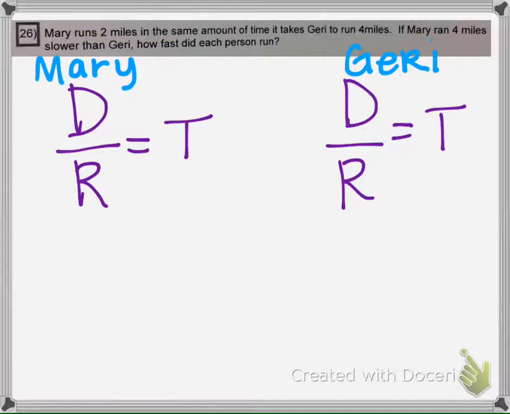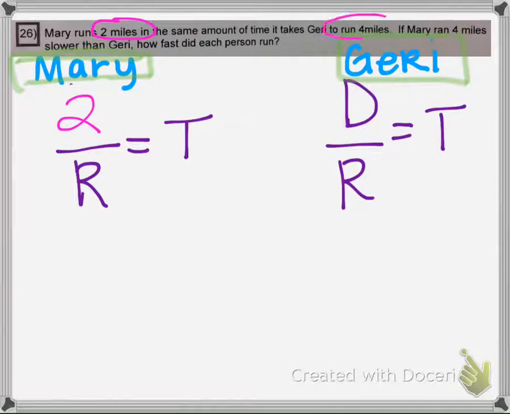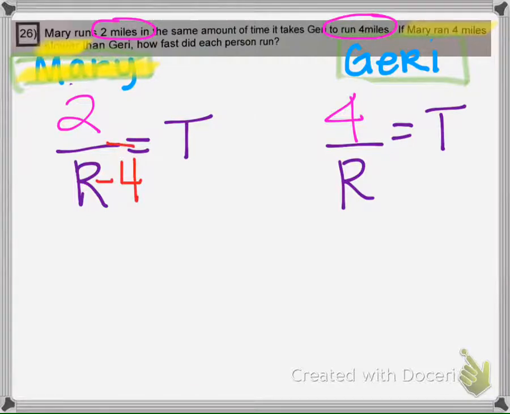Okay, so we have Mary and we have Jerry, and let's plug in the numbers we know. It says Mary runs 2 miles, so her distance is 2, in the same amount of time that it takes Jerry to run 4 miles. So we know Jerry's distance is 4 miles. Then it says Mary ran 4 miles slower. So if R is the speed, Jerry goes that speed, whereas Mary goes 4 less.